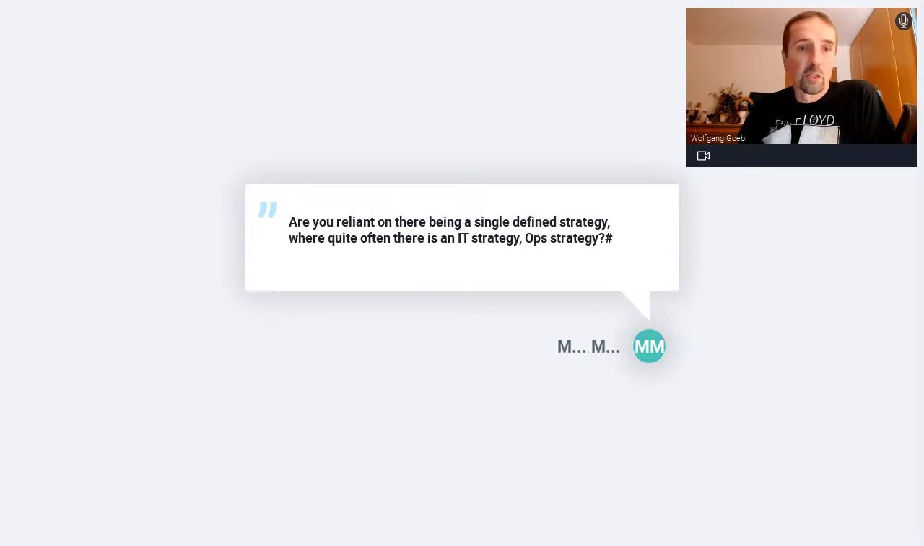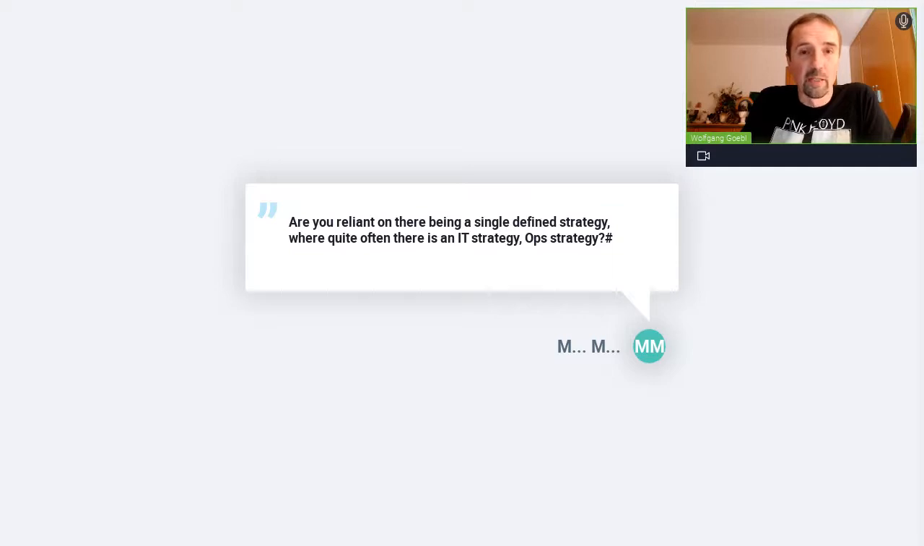There's another question. Are you reliant on there being a single defined strategy, where quite often there's an IT strategy, an ops strategy? I think that's a pity if there is. At my current employer, I'm working hard to tell my boss, who's the CIO, why do we need an IT strategy? I don't know.